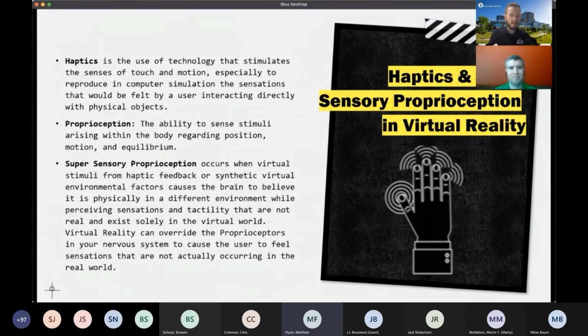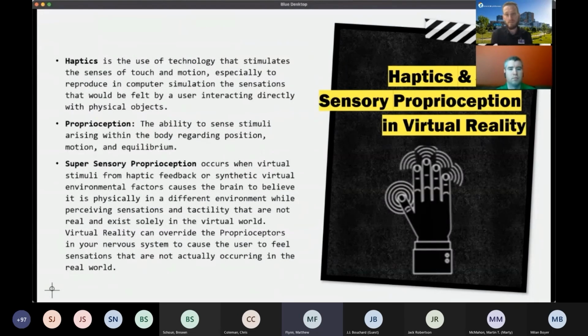So haptics, some of you are familiar with haptics who play video games, but essentially haptics is the use of technology that simulates the senses of touch and motion in an interactive experience such as video games or VR. Haptics is very prevalent in contemporary video game technology. One good example is the way a video game controller vibrates to simulate the rumble of an engine in a driving game. And more advanced haptic feedback is becoming more and more commonplace, especially with this next generation of gaming consoles.